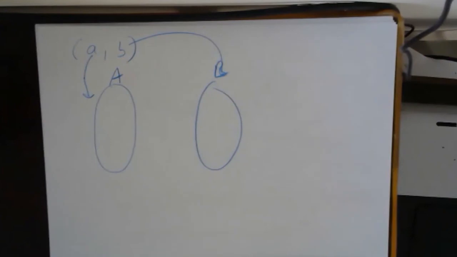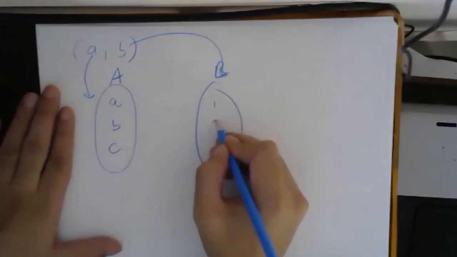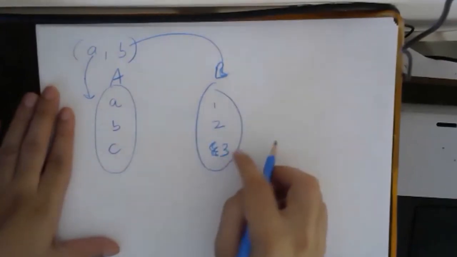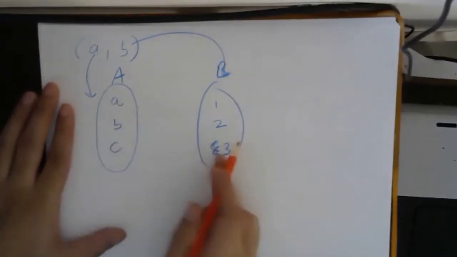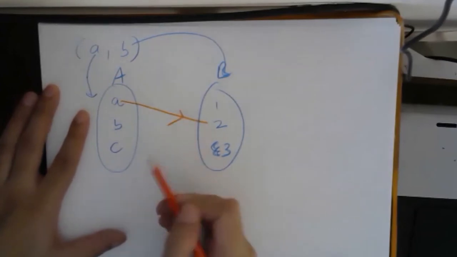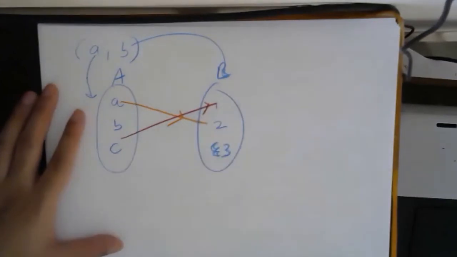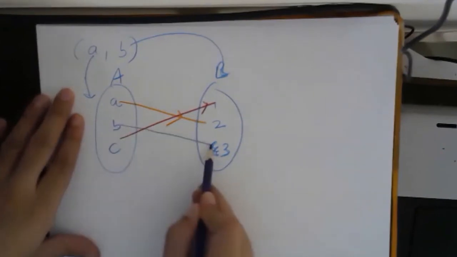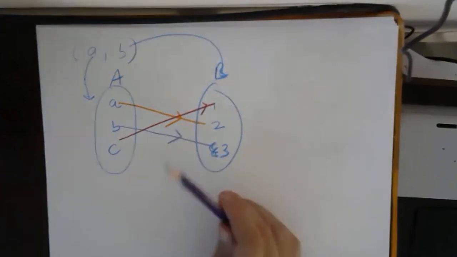We already know. Now what will happen? I will just give separate names. So suppose this is A, B, and C, and this is 1, 2, and 3. Suppose there was some relation by which these elements were linked. A was linked with 2, B was linked with 3, and C was linked with 1.